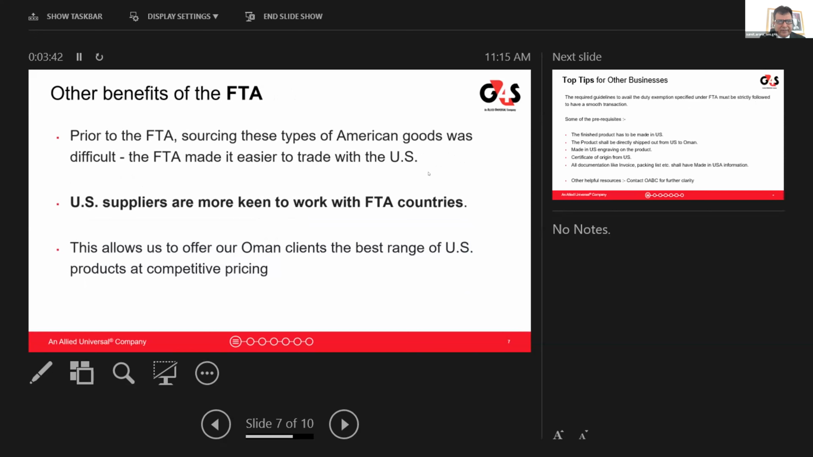Obviously, there are some other benefits of FTA. Prior to this FTA setup, not many companies from America were keen to promote their products and technologies to other parts of the world, including the Middle East. US suppliers are now more keen to work with FTA countries, giving us a chance to have more variation in our product offerings. This allows us to offer our Oman clients the best range of US products at competitive pricing.